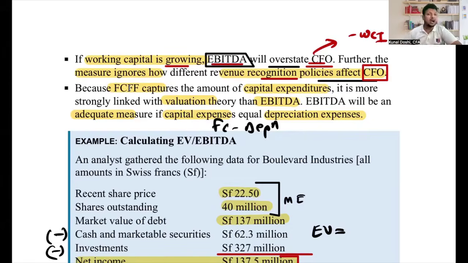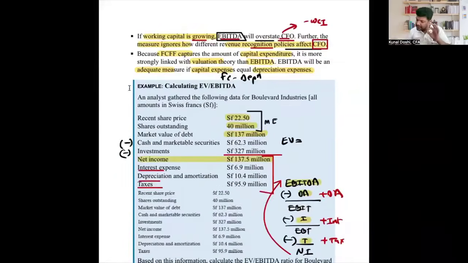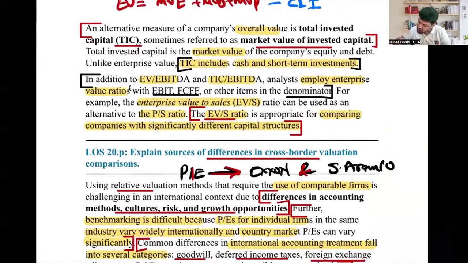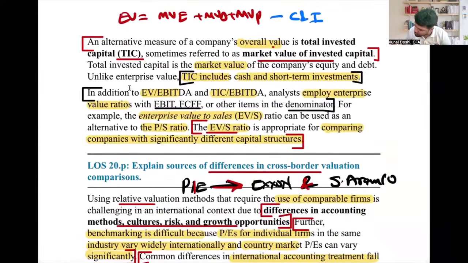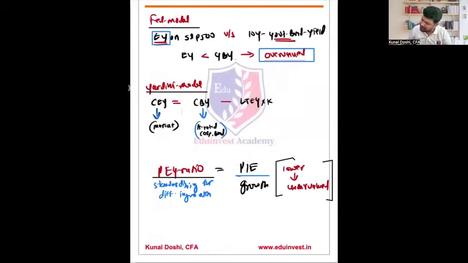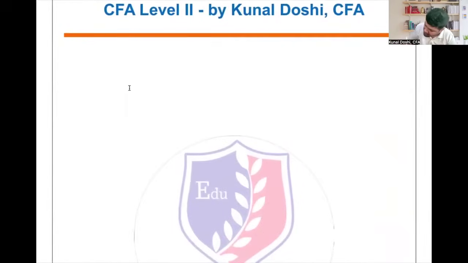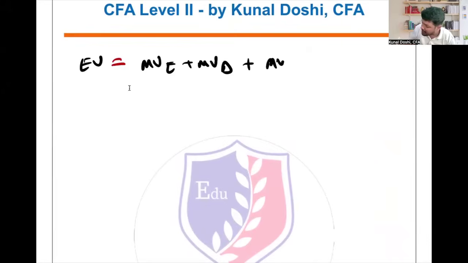Now, the overall company's value you can measure using EV, or you can also use total invested capital. There is a difference in the valuation from EV. The alternative measure of a company's overall value is total invested capital, which is the market value of invested capital. Now I will highlight that to calculate EV, there are two approaches. One is where we take market value of equity plus market value of debt plus market value of preferred minus cash and equivalents. This is one of the approaches, right?